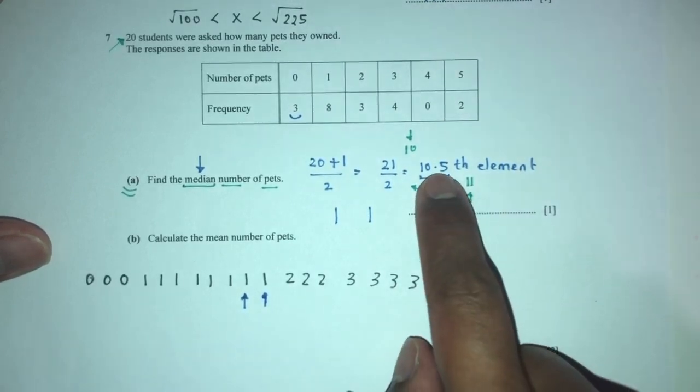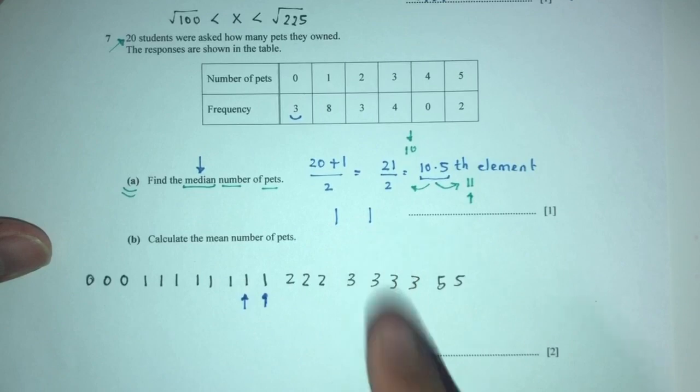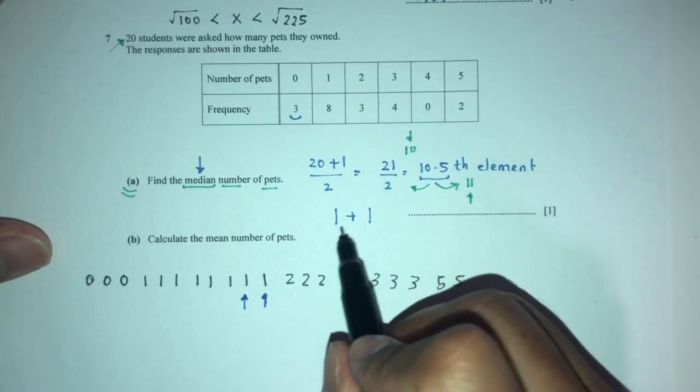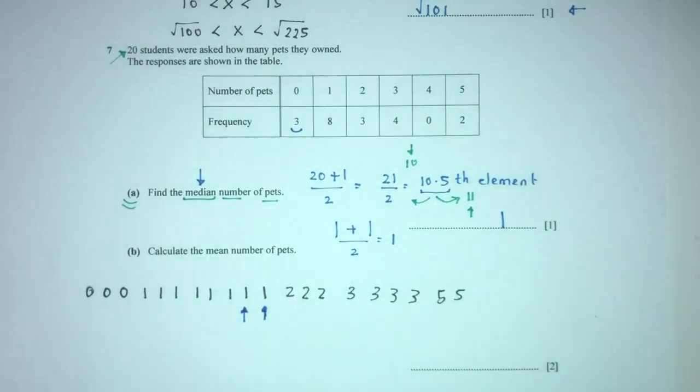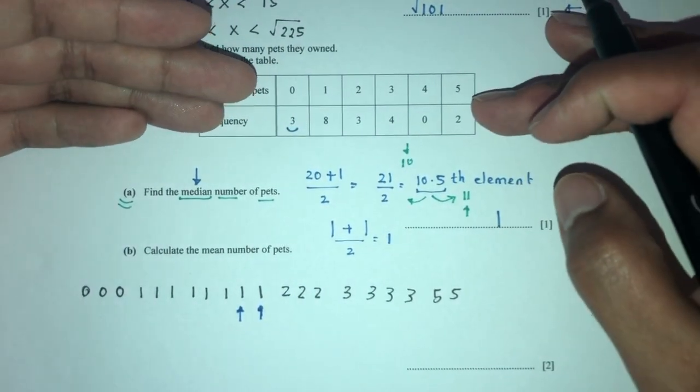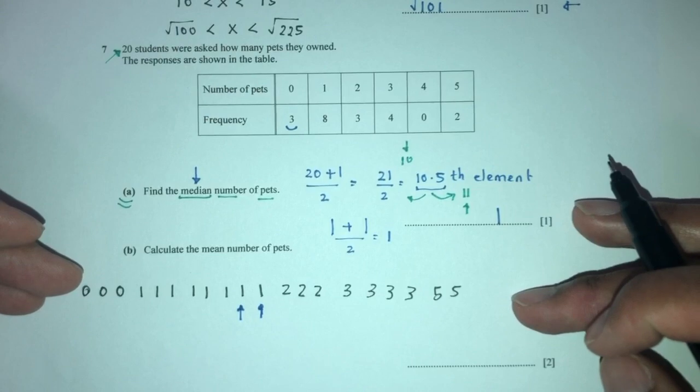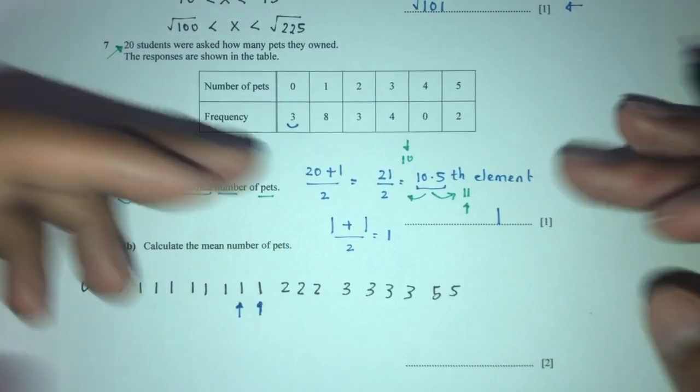Now, to find the 10.5th element, we have to find the average of those two. So 1 plus 1 divided by 2, that will be 1. And 1 will be your answer. So this is how you derive this. This means this, and this is how we find those values that we need.